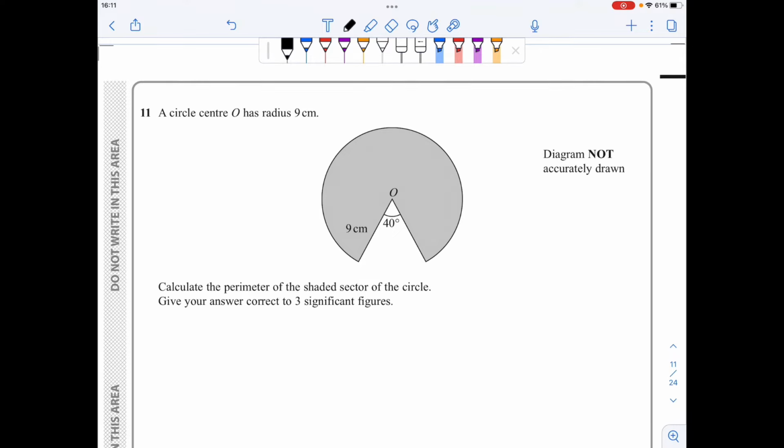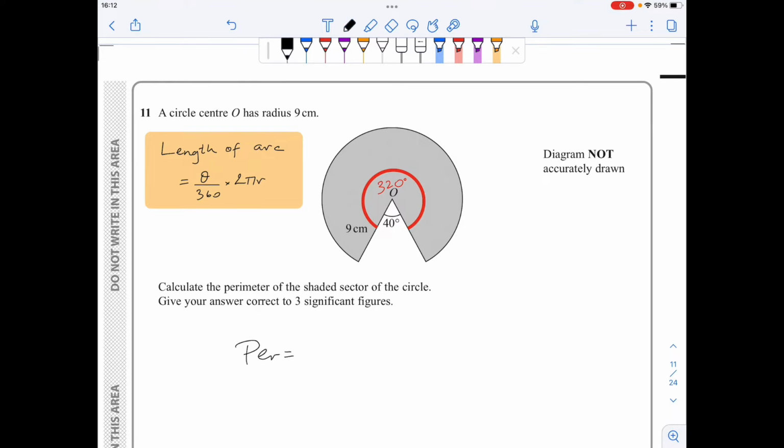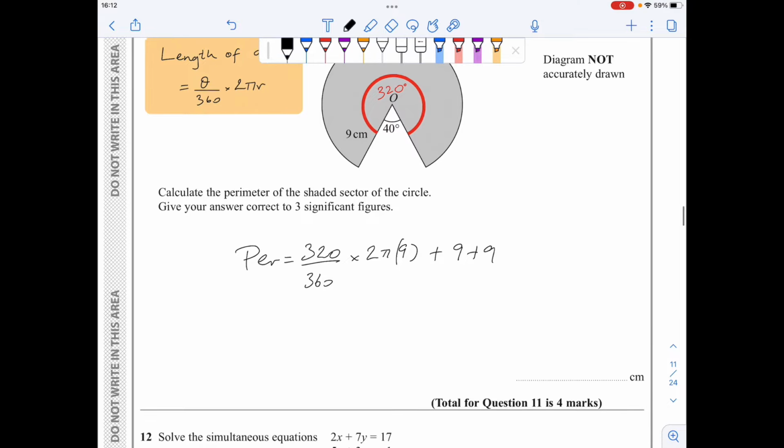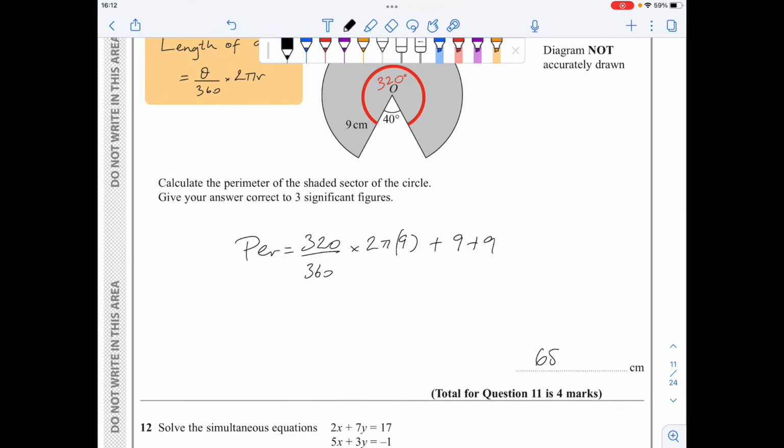For question 11, recall that the length of an arc is given by the following formula. Now in our case, we don't need the 40-degree angle, we need the rest, and this is equal to 320. Hence, the perimeter is given by 320 over 360 times 2 pi times 9 plus the two straight lines here, so plus 9 and plus 9. And if you put this on the calculator, you will get 68.3 centimeters.